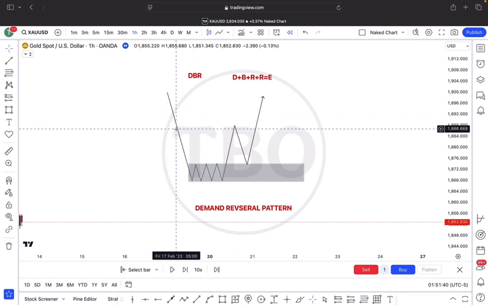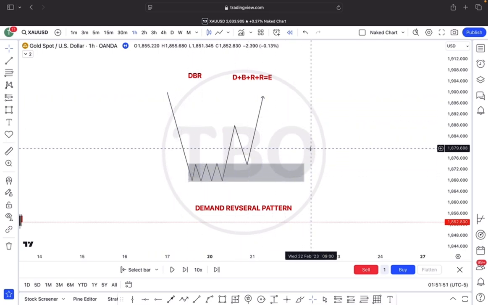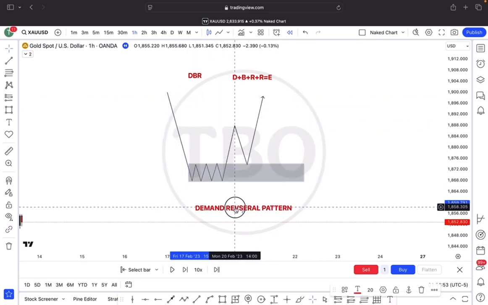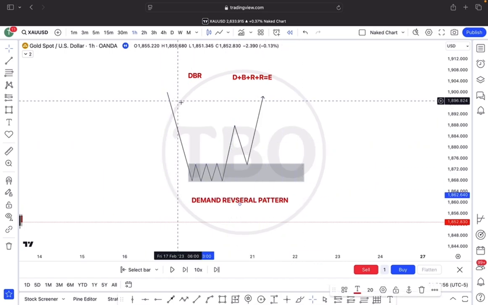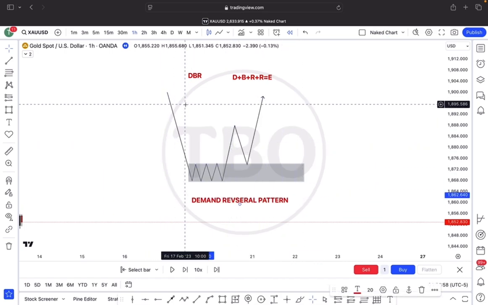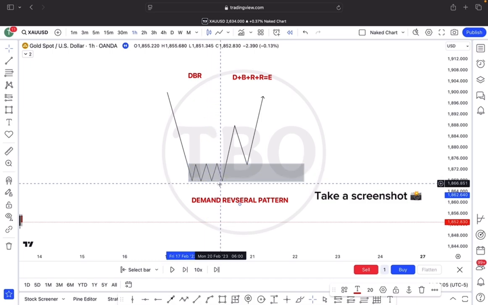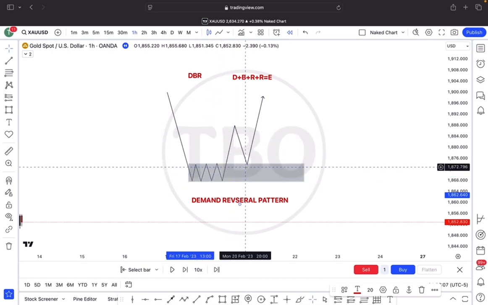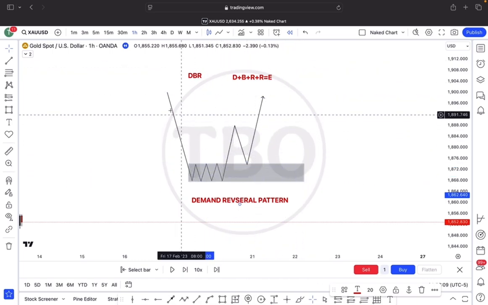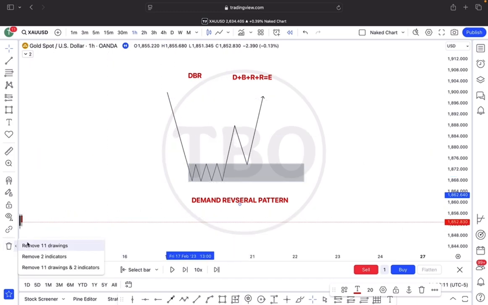Right? So it's pretty simple. I'll be showing y'all some examples on the chart, right? So that y'all can see the more complex examples, right? Because this is just a clean example, as you know, right? So yeah, guys, with that being said, let's get straight into the demand reversal pattern examples. So drop, base, rally, retracement, then entry. So let's just clear the chart. Let's get straight into this.